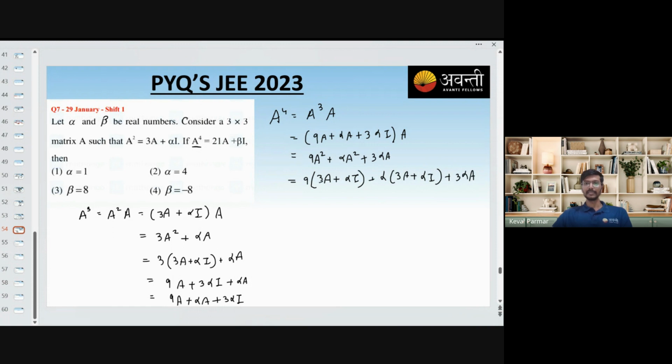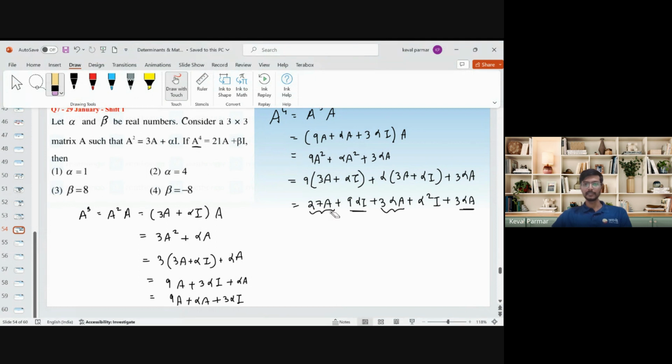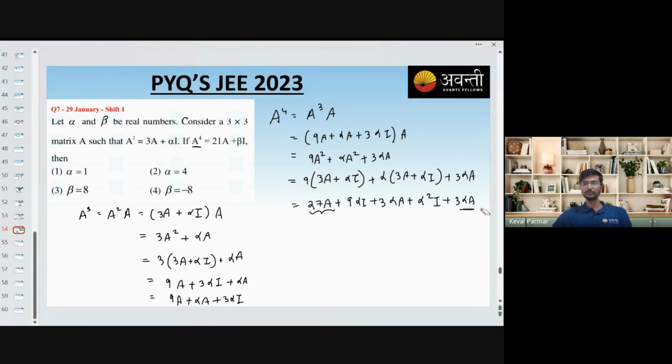Let's open this bracket. 9 into 3 is 27a plus 9 alpha I plus 3 alpha a plus alpha square I plus 3 alpha a. So we can group this and this and this and this. We can group all the A terms and I terms together.